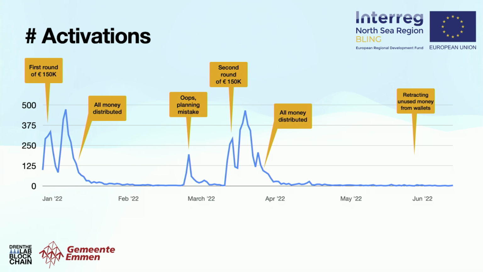Oh yeah, you see, oops, a planning mistake. What happened here is there was no money available on the city side, but the people who distributed the envelopes started by mistake distributing the envelopes with the QR codes again. So our help desk exploded and people could not get their points.